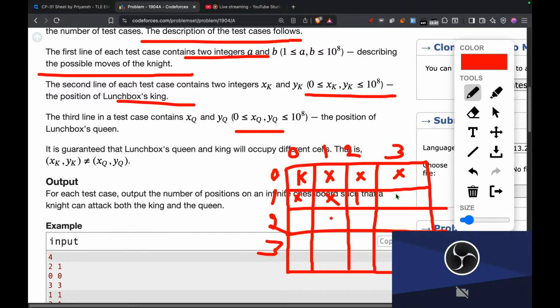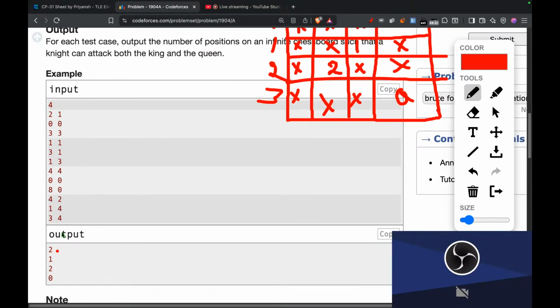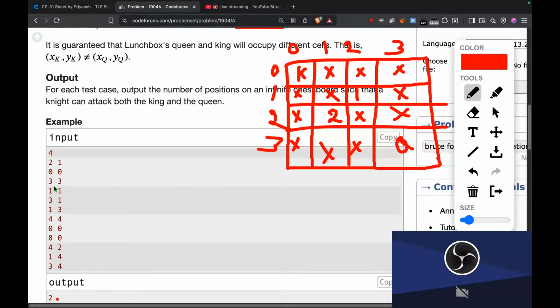And here we can't attack anyone, not even the king and not even the queen. If we are here, we can go up and up. No, not possible. From here we can go up and up, and one step here. Yeah, it's possible. So it is two, and we can go there, there, there. So it's possible. It's also not possible. Not possible, not possible, and not possible. So we got the answer is two, and our answer is also two. Let's try another example.